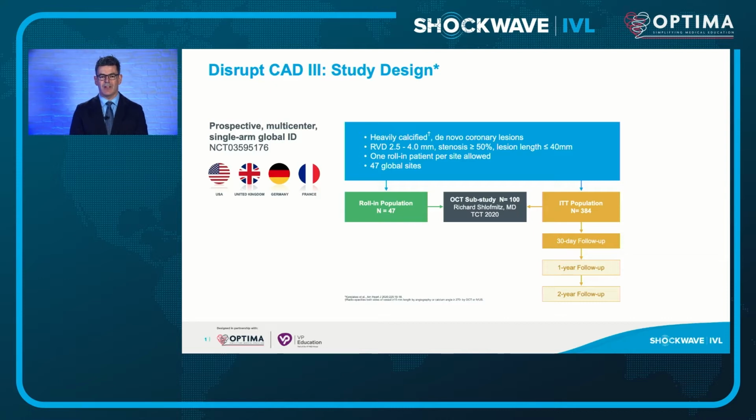Here is the Disrupt CAD3 study design. This is a prospective multi-center single-arm global IDE study carried out in 4 countries. The target population was heavily calcified de novo coronary lesions with a reference vessel diameter of 2.5 to 4 millimeters, with a lesion length up to 40 millimeters. There were 47 sites in total, and we had a roll-in population of 47. There was an OCT Substudy carried out by Richard Schlofmitz, and the ITT population was 384. We have published and presented the 30-day follow-up results, and later this year we'll be presenting the 1-year follow-up.